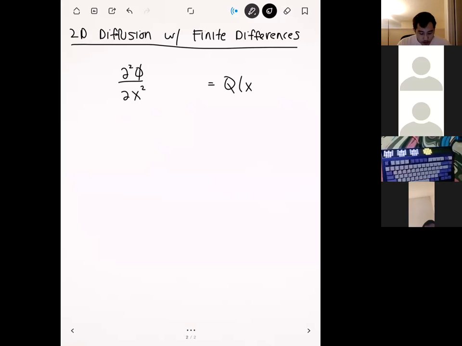Our equation looks something like this. We had a second derivative of phi with respect to x on one side of the equation, and on the right side of the equation we had our source term. This week we're going to supplement this equation and add another derivative in the y direction.